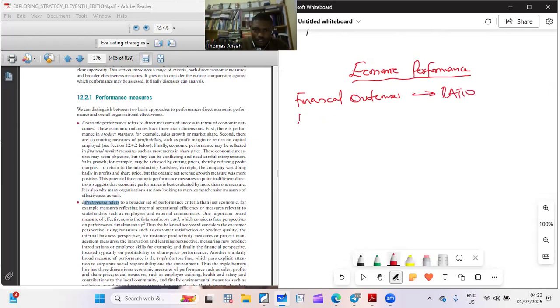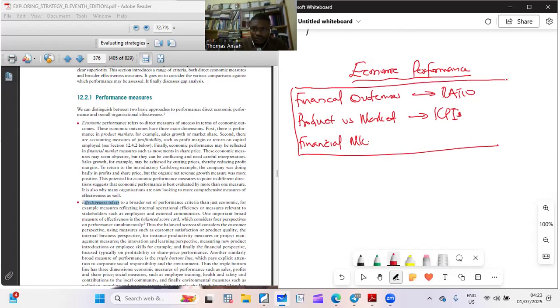You check the product that they are doing versus the market. What is their market share? You will check that. All right. And that is coming via KPIs or your KPIs. Then you also check your financial market. That is one way you can assess the person's economic performance.